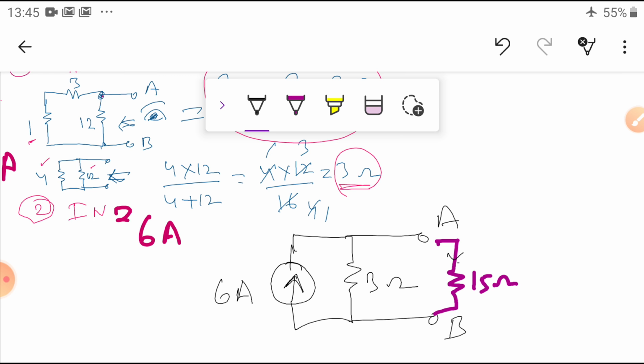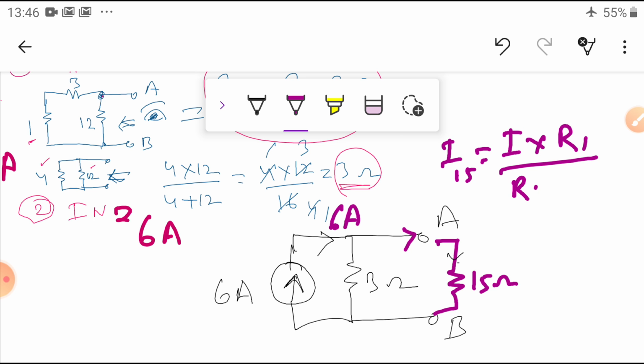So here the current is coming here. What is the current here? Now the current is 6 amperes. I want to know what is the current here. So simply, the current at the 15 ohm resistance is equal to the total current I into R1 by R1 plus R2. Here R2 is R load, R1 is called RN, and this is the IN, called ISC.